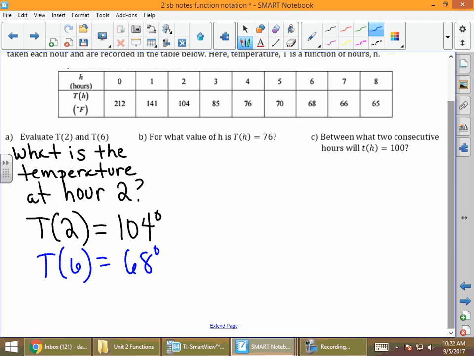Look at part B. For what value of H is T of H 76? So we're trying to find how many hours until our temperature is 76 degrees. This time we're looking at the bottom of the table. As we look at the bottom of the table, we find the 76 degrees, and then we look above. And what we see is that it's going to be 4 hours.